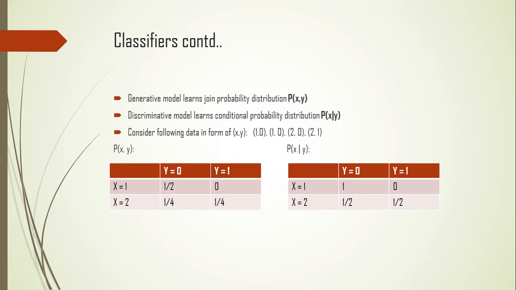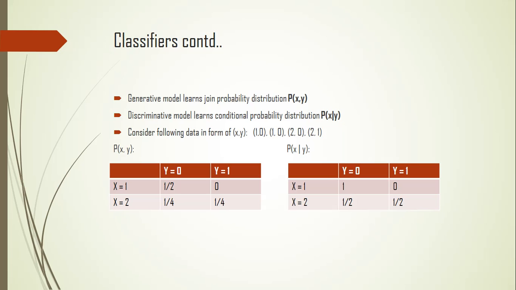Generative models learn joint probability distribution, for example, finding the probability of X and Y. On the other hand, a discriminative model learns conditional probability distribution, for example, given Y, what is the probability of X?